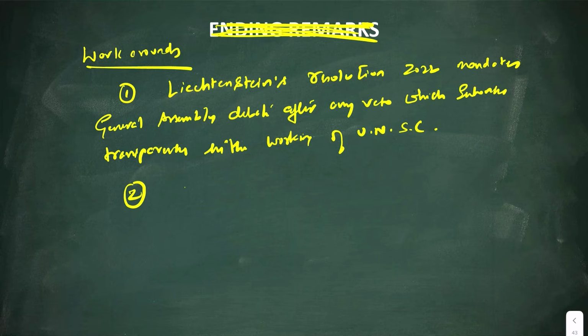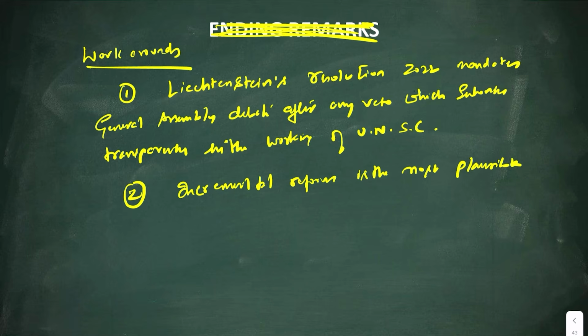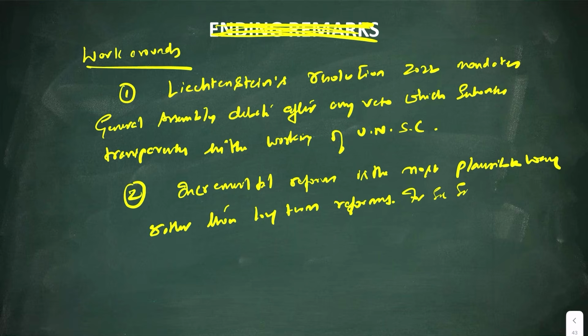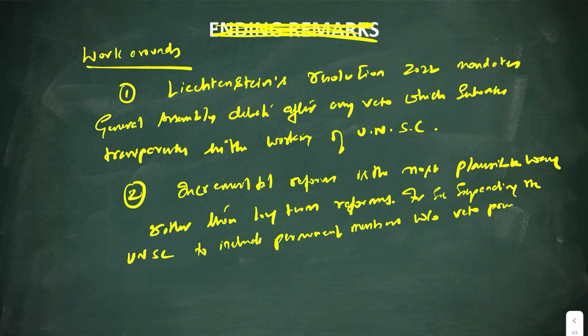The second one is incremental reforms. Incremental reforms is the most plausible way rather than long-term reforms. For example, expanding the UN Security Council to include permanent members without veto power to improve regional representation.